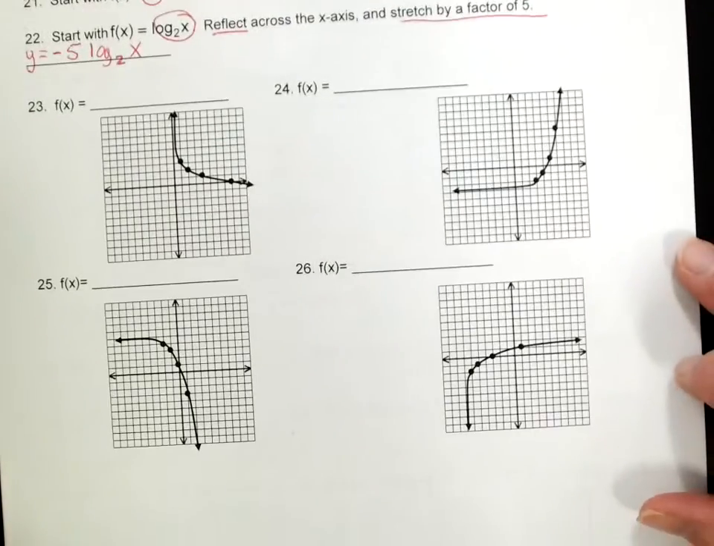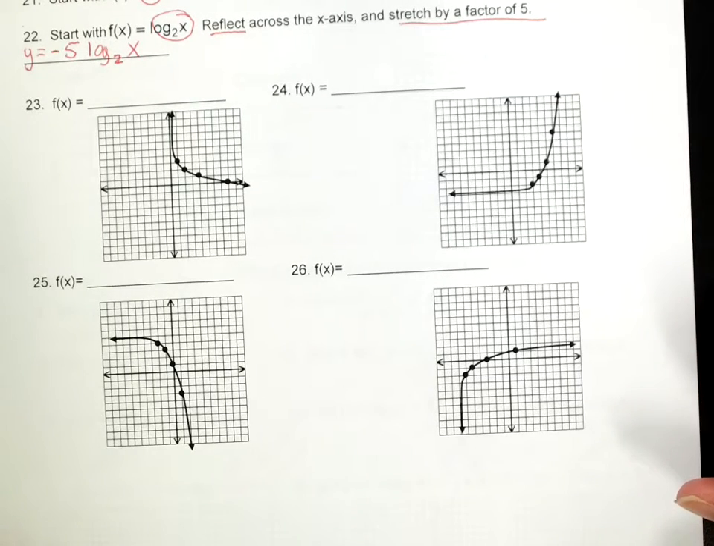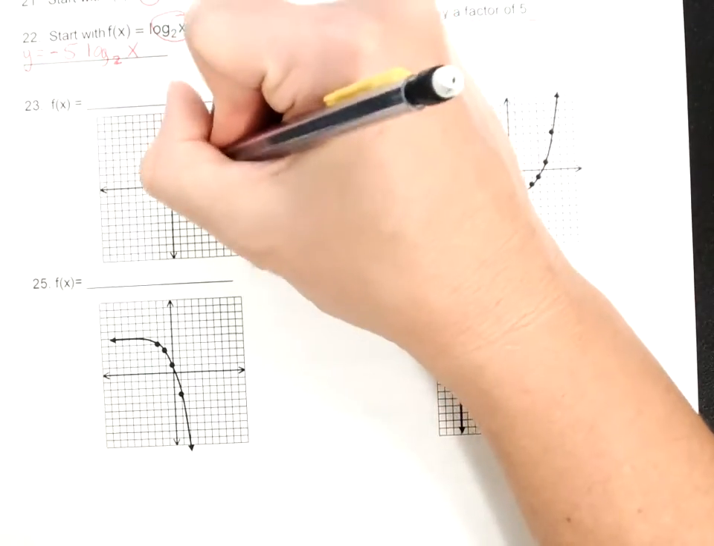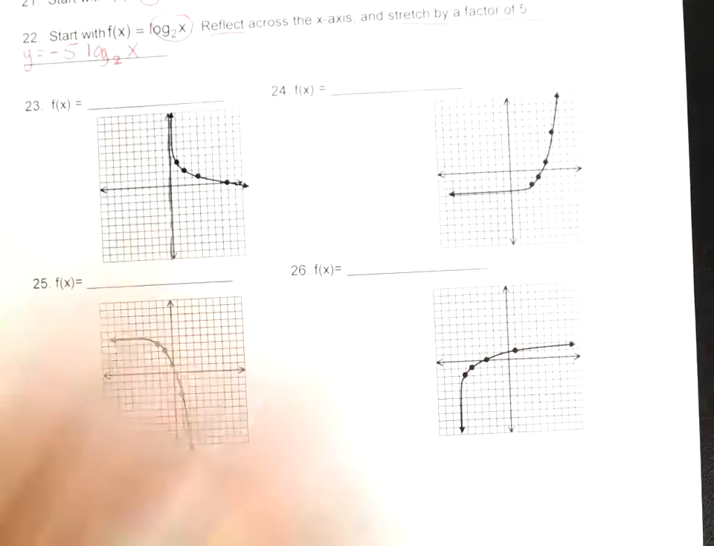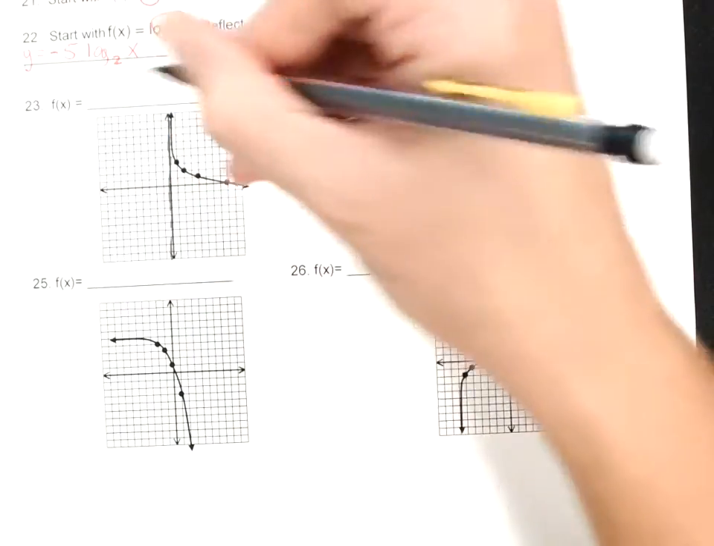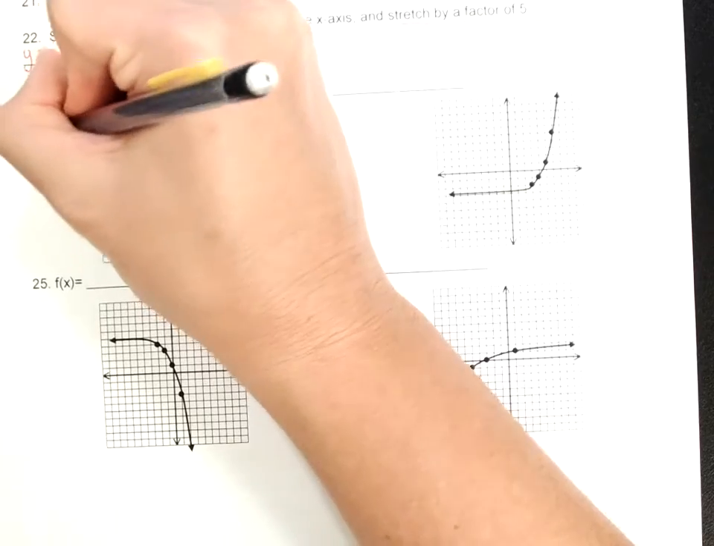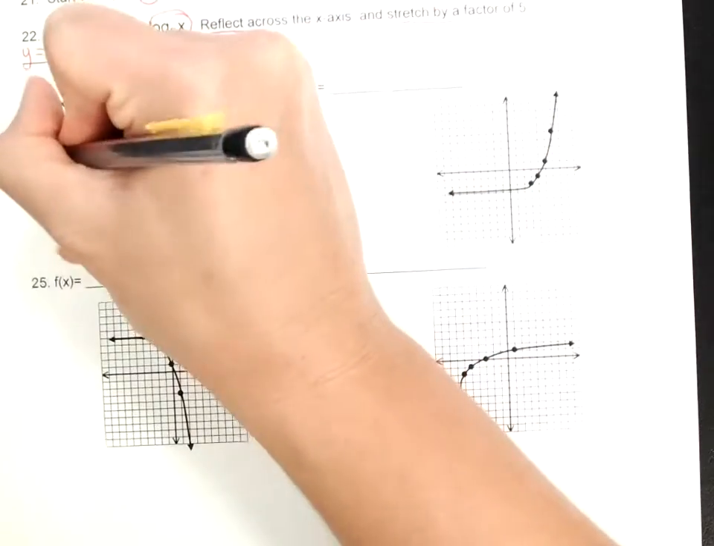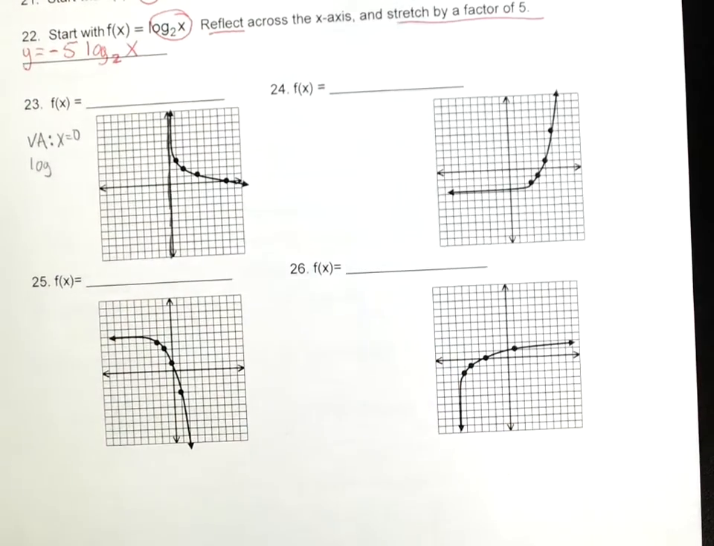Sometimes I think it's kind of tricky to tell from these graphs. First of all, you have to know what type of function these are. So you need to identify first where those asymptotes are. So here is my asymptote here. I think it's easier to find the flattest part of the line and identify that first. If I have a vertical asymptote at x equals 0, that tells me that this is a log function.